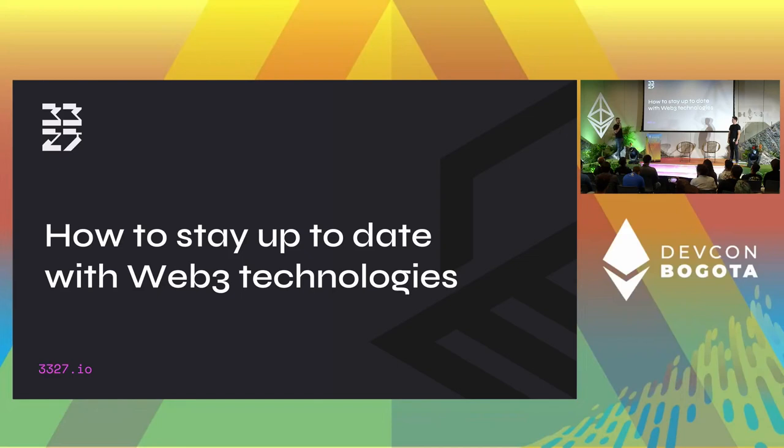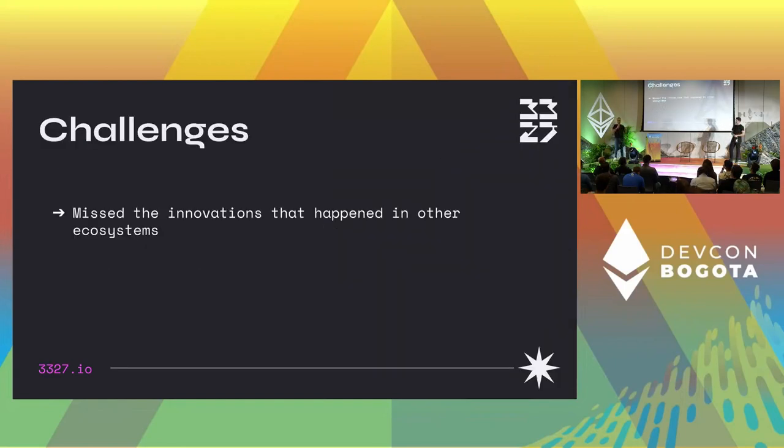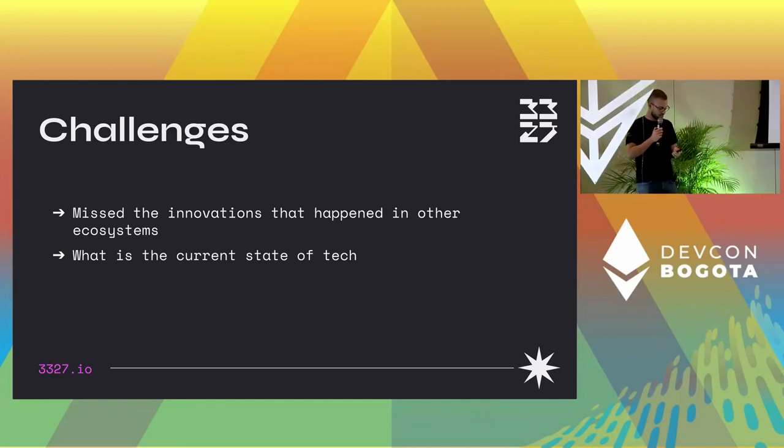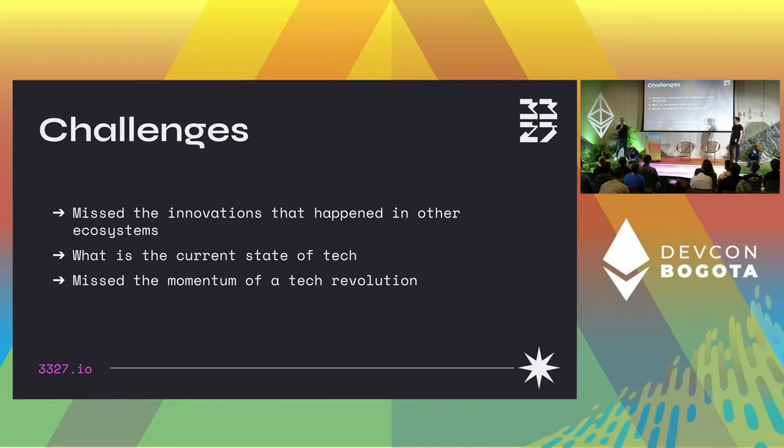And today we can start with the challenges that we ran into during the last couple of years while researching and building in Web3. Many times we would go deep into specific ecosystems so that we would miss all the innovations that would happen in the other ecosystems. Secondly, even though we would like to enter new ecosystems, we didn't know where to start. We didn't know what the current state of the tech over there is, or where to watch, where to find useful information.